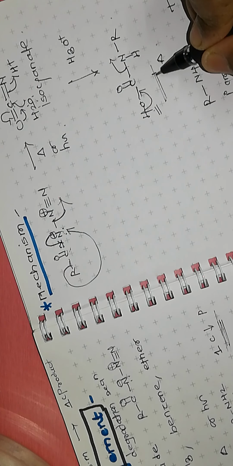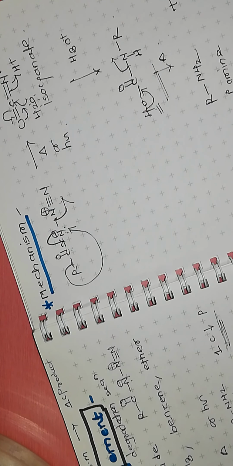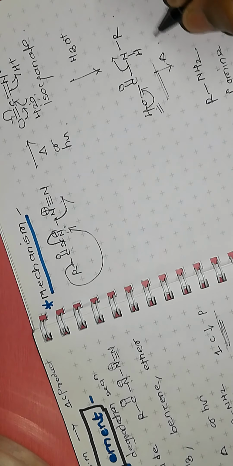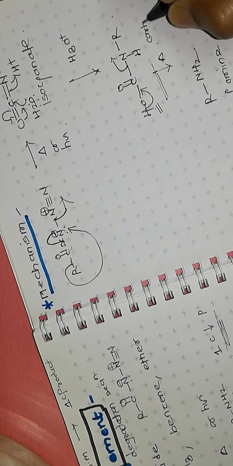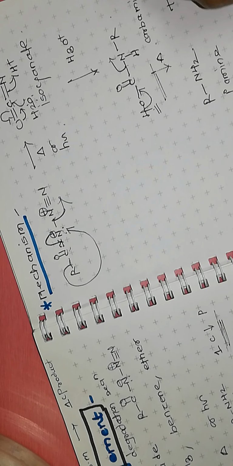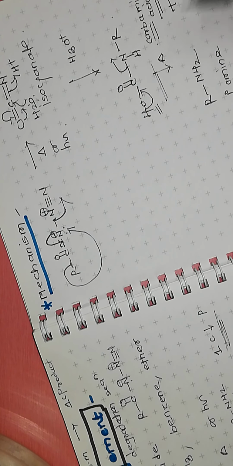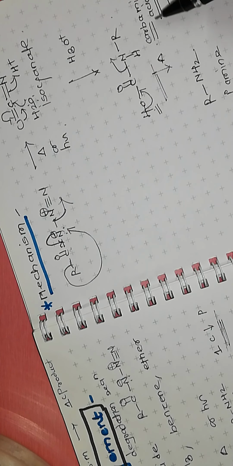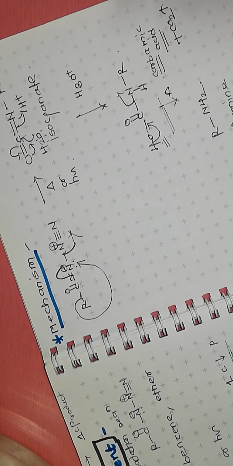What is the name of this intermediate? The name of this intermediate is carbamic acid. This is the name of the intermediate, carbamic acid.